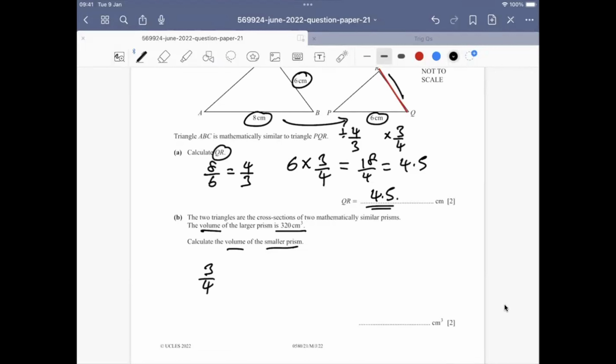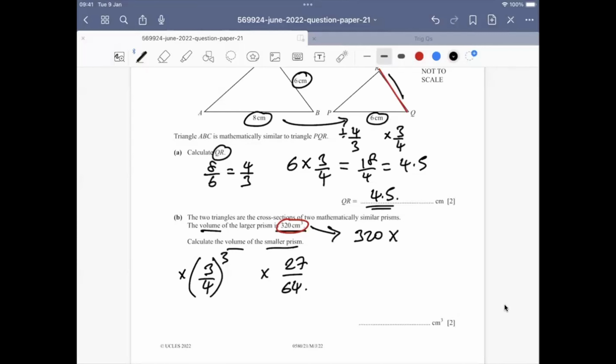When we convert between our big triangle and our small triangle, we multiply by 3/4. But now because we're working in 3 dimensions, because we're dealing with a volume of 320 centimeters cubed, we're going to cube our scale factor. So instead of multiplying by 3/4, you're going to multiply by 27/64.